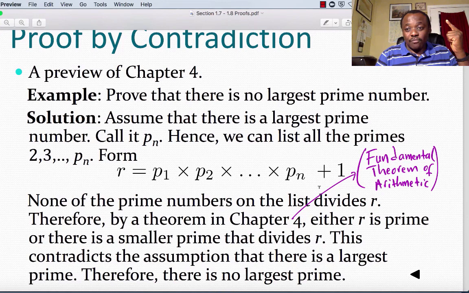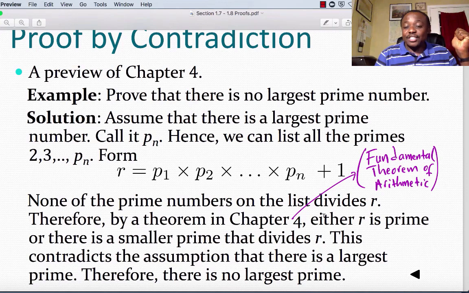All of that would come from our studies of the fundamental theorem of arithmetic, but we will not go into depths right now. But if R is prime, what have we done? We have found a prime number that is not one of the primes P1 up to Pn. That contradicts our assumption that Pn was the largest prime.